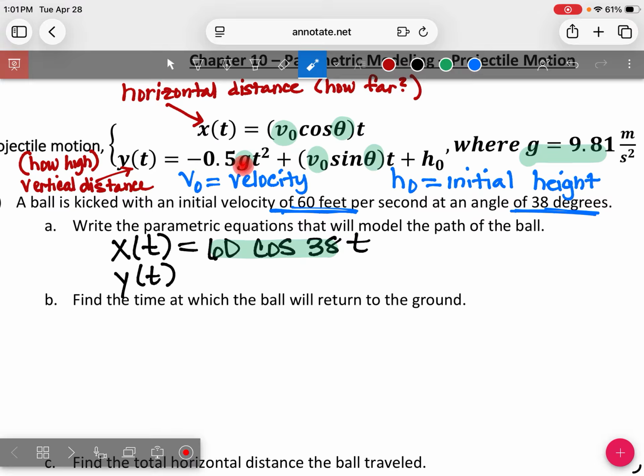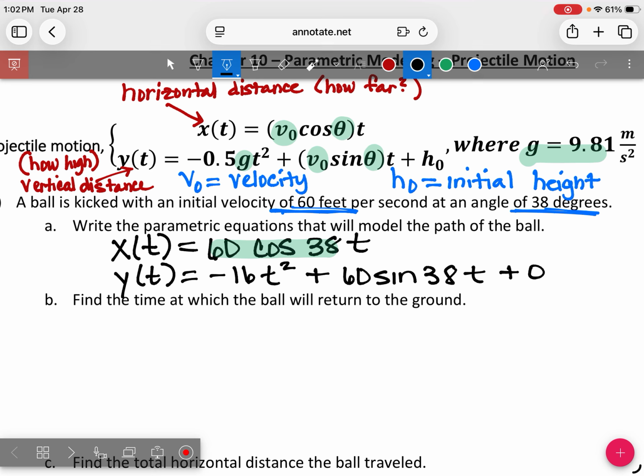So G, your gravity. And because it's in feet, we're using 32.2. So 32.2 multiplied by negative 0.5 is negative 16t squared. And then it's plus 60 sine 38t. And my initial height is 0. Those are my two equations. And no, you don't have to put the plus 0 at the end.